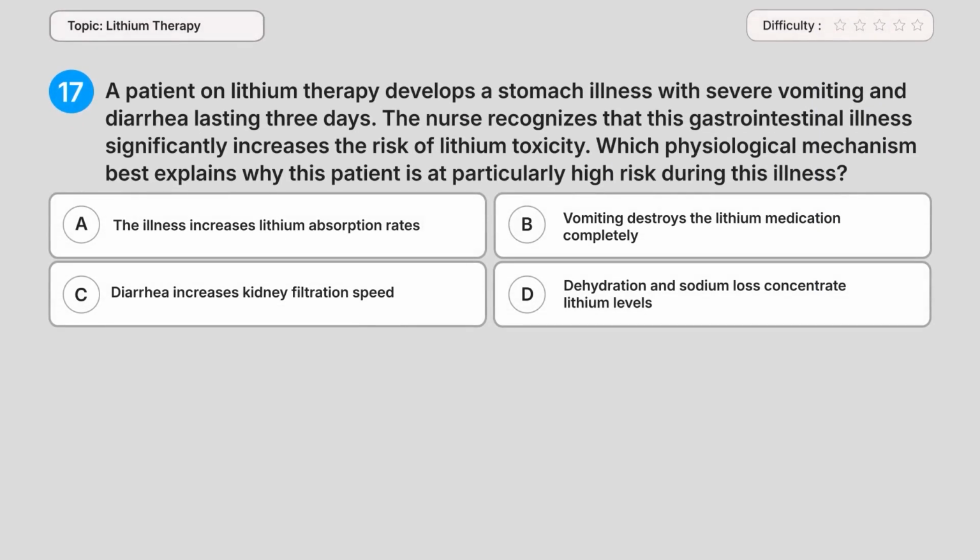17. A patient on lithium therapy develops a stomach illness with severe vomiting and diarrhea lasting 3 days. The nurse recognizes that this gastrointestinal illness significantly increases the risk of lithium toxicity. Which physiological mechanism best explains why this patient is at particularly high risk during this illness? A. The illness increases lithium absorption rates. B. Vomiting destroys the lithium medication completely. C. Diarrhea increases kidney filtration speed. D. Dehydration and sodium loss concentrate lithium levels. Do you know the answer?